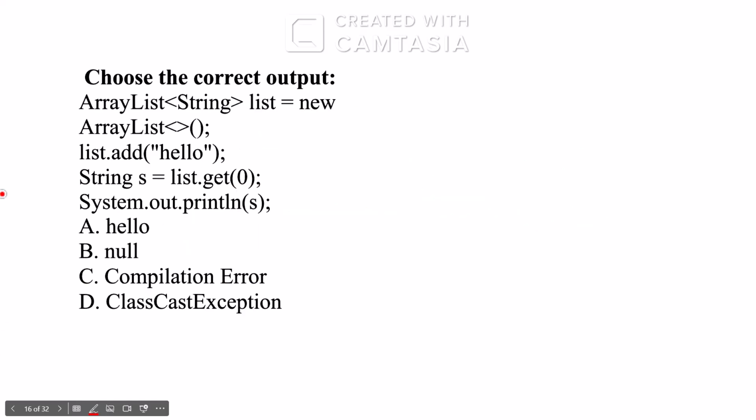We have to choose the correct output. That is the next question. We have created one list object, and we have added hello. The get function is always used to get the value at a particular index. We are passing the index as an argument in the get function. At index 0 we have hello, so that will be printed. Option A is the answer, hello.